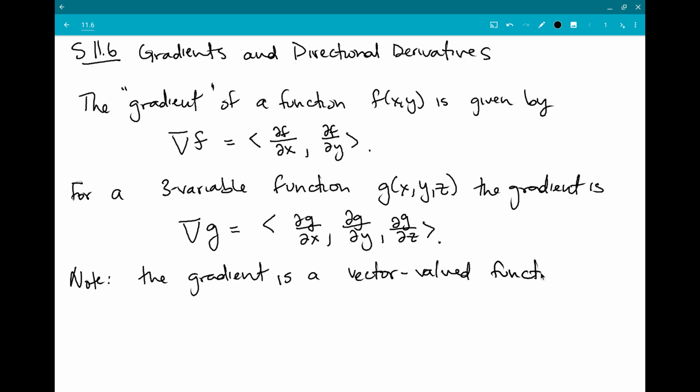And then something that's important to note about gradients is that they're vector valued functions. So just like when you take a derivative of something like, let's do, if you had f equals x squared, then the derivative is still a function of x. So this whole gradient is still going to be a function of the original variables.